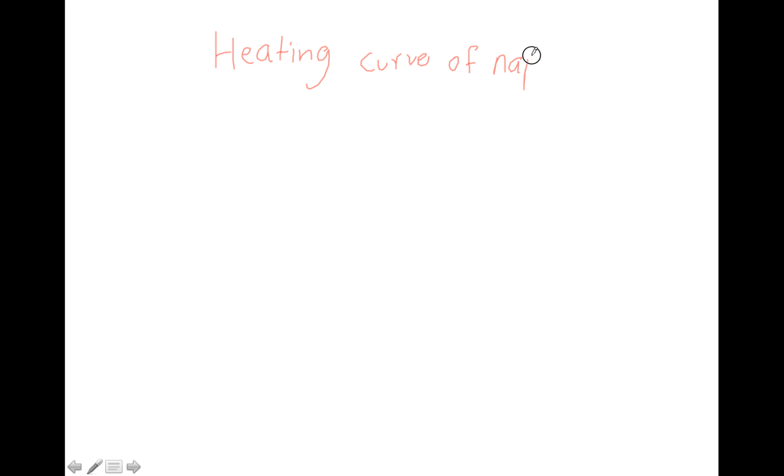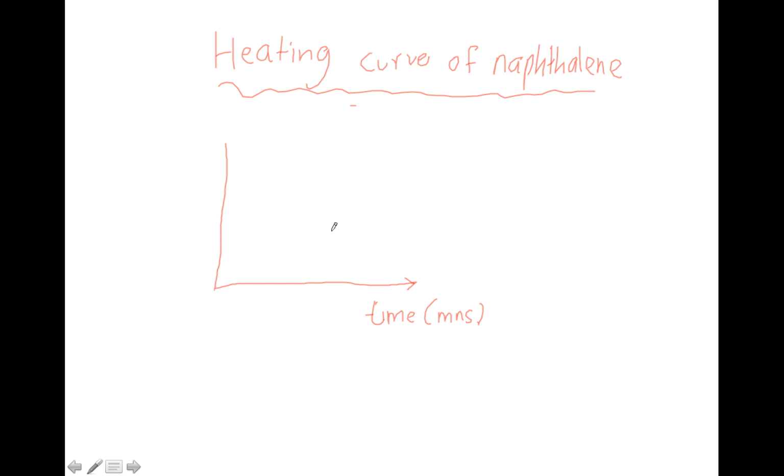Okay, so since it's a curve, we're going to have an x and a y axis. Sorry about my lines. The x-axis is time, and this is always in minutes, and your y-axis is going to be temperature, and this will be in degrees Celsius. Okay, so now heating curve of naphthalene, let's think about this logically.